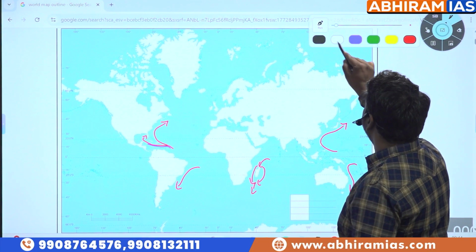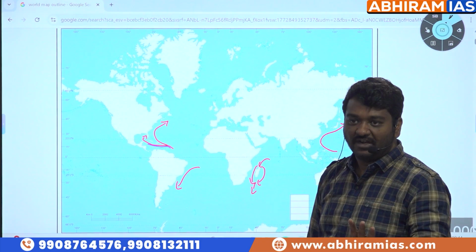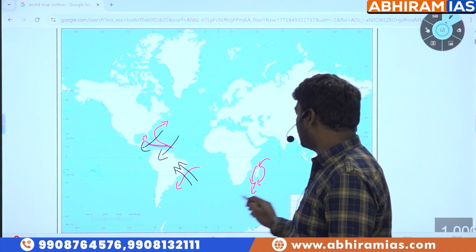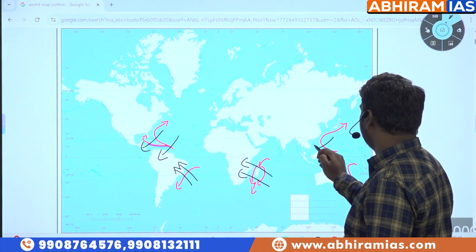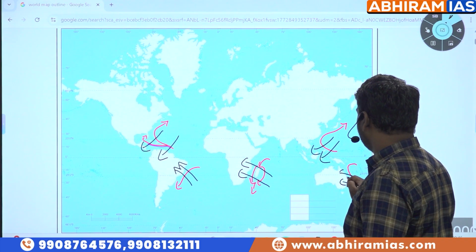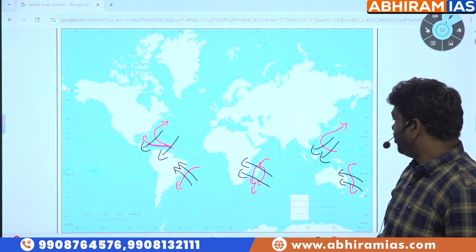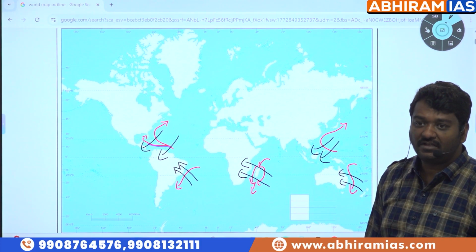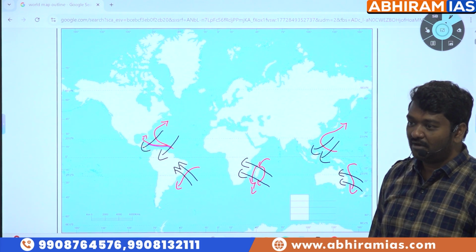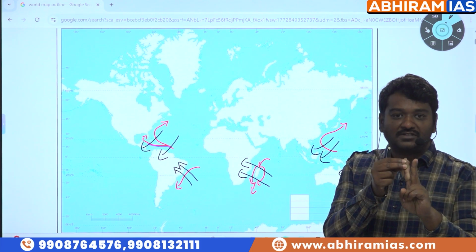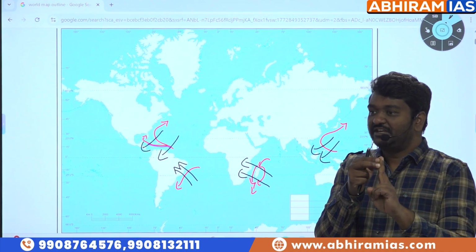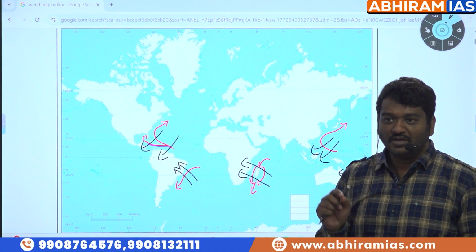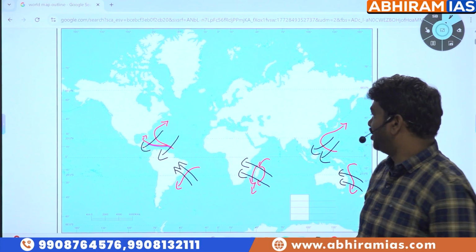Second, which are the winds in all these areas? Trade winds. Southeast trade winds, northeast trade winds. If you have trade winds, are they blowing from sea to land or land to sea? Will they give rainfall or no rainfall? What are the two reasons? Warm currents. Onshore trade winds. Is it coming from the sea? Marine climate. Are you getting the point? So it is called marine climate.